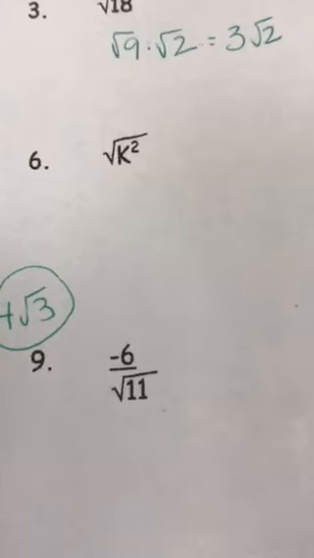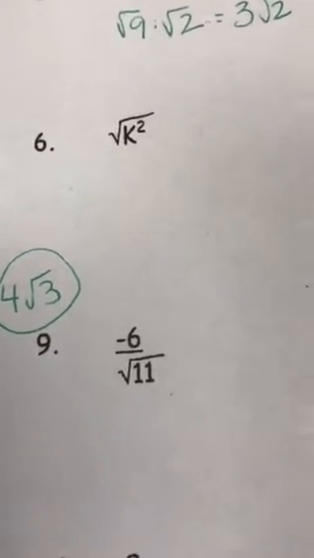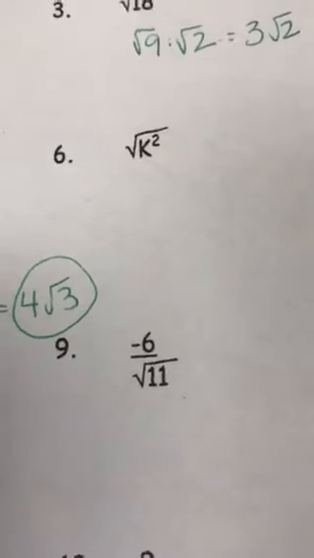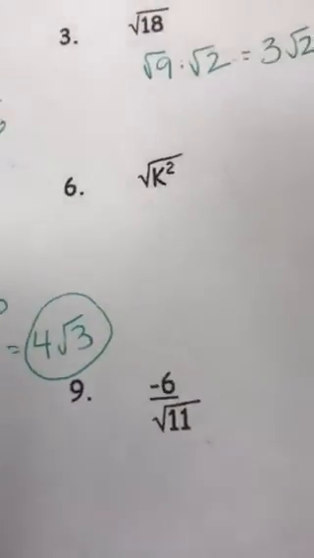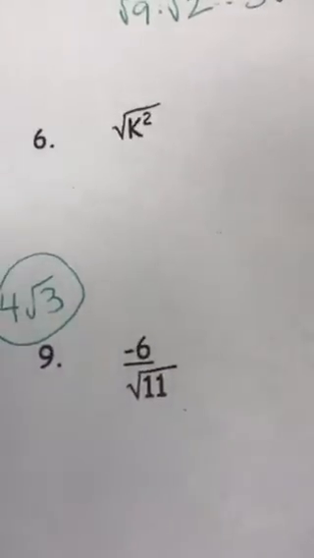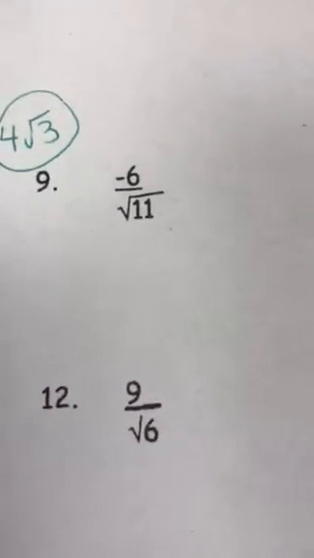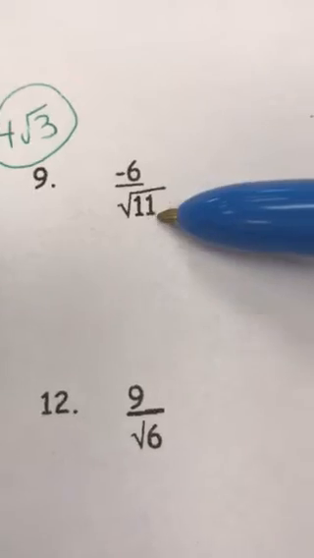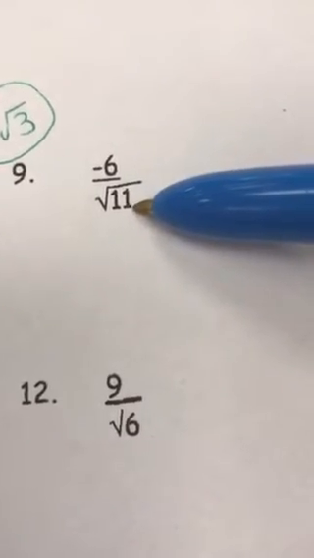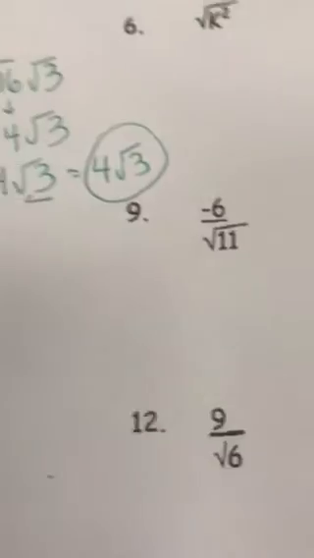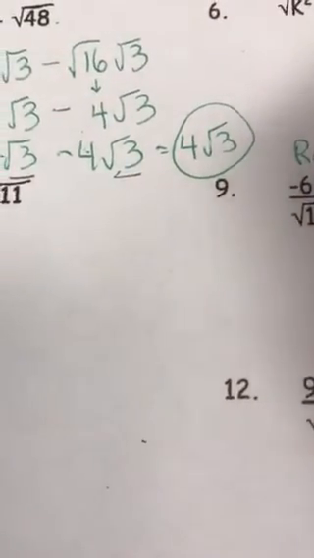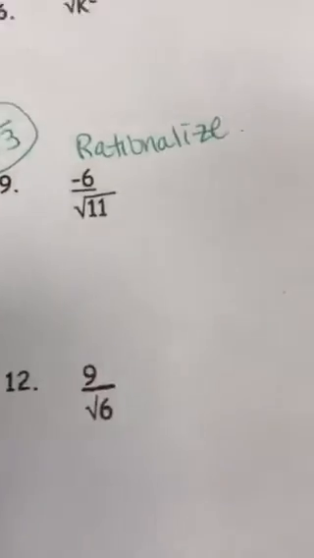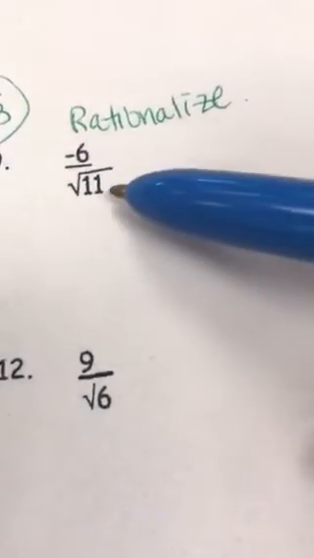I'm going to let you try the next one on your own, square root of k squared. You're just taking the square root of k squared. So see if you can figure out what that is. All right, the only other one I want to address at this point is number 9, right underneath that. Because if you remember, you can't leave a radical in the denominator. So we have to rationalize. I'm going to write that word on here. Okay, we're going to rationalize this.